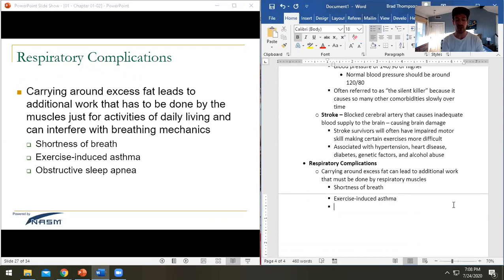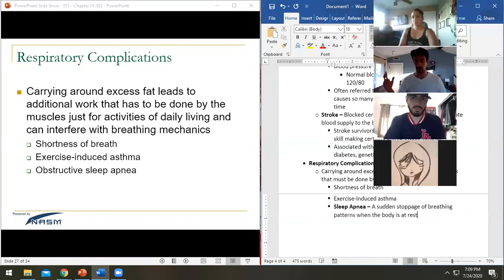And then we have obstructive sleep apnea, which is a sudden stoppage of breathing patterns when the body is at rest. So what happens with sleep apnea is somebody literally stops breathing.